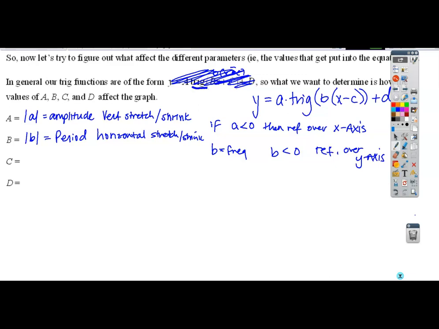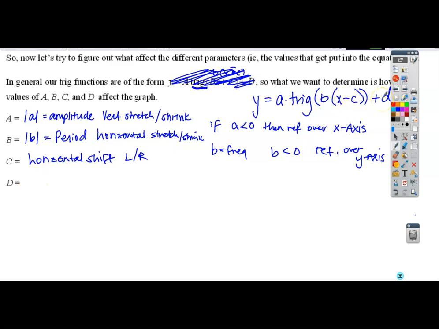Okay. All right, and then C and D are really easy. C and D, adding or subtracting to the X shifts you left or right. So C is a horizontal shift. And again, because technically the equation has a built-in negative, it's the opposite of what you think. So if it looks like a minus, it's actually going to the right. And if it looks like a plus, it's actually going to the left.